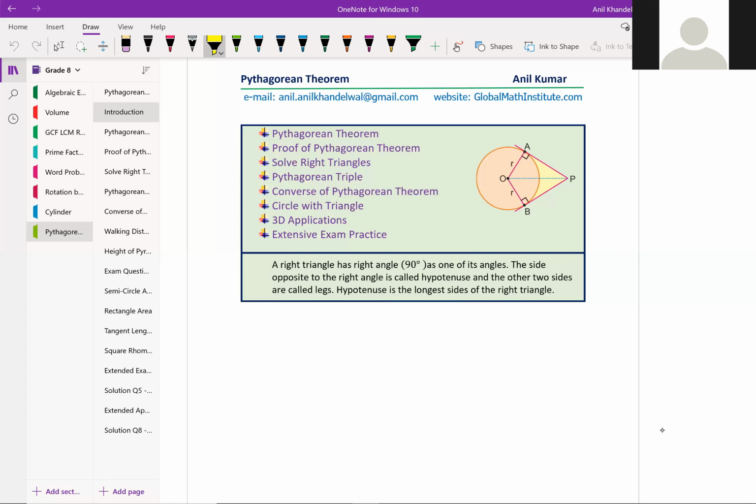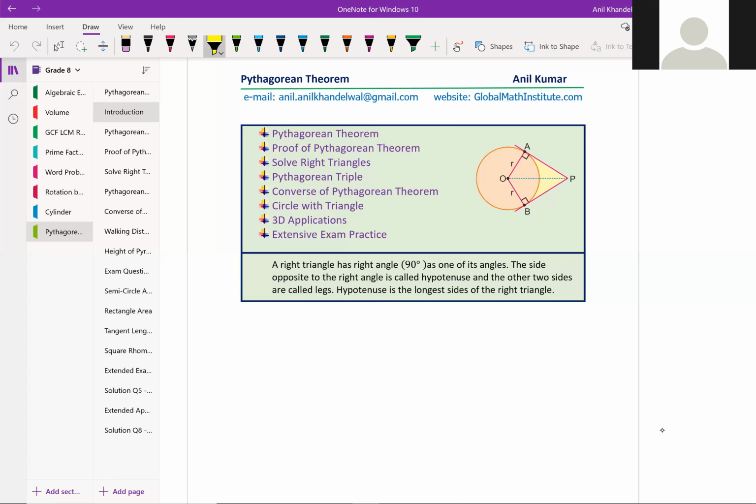So all of a sudden, we have a right triangle to work with. As soon as you get a right triangle, you can apply the Pythagorean theorem and find the side lengths. So in this case, you can find the length of the tangent from P to A, knowing the radius of the circle, of course.